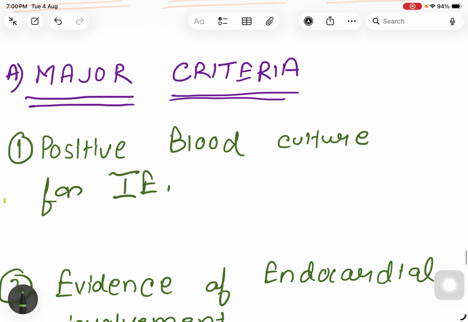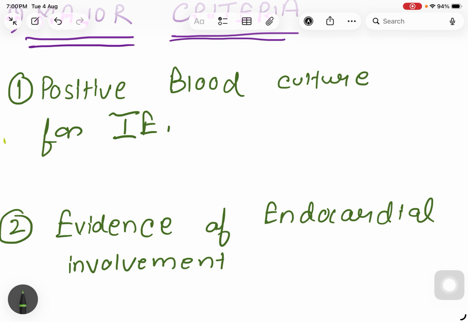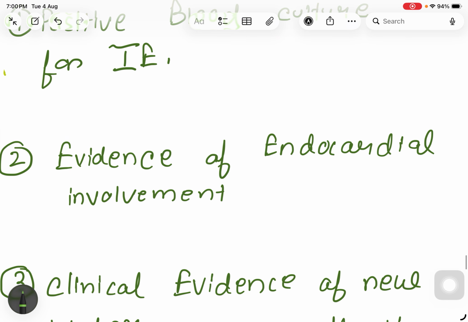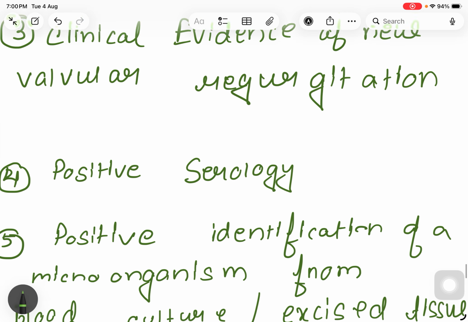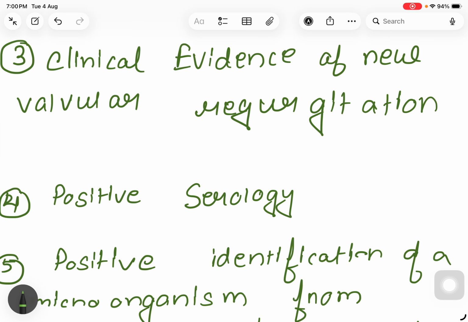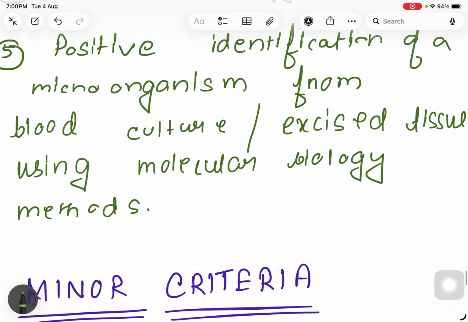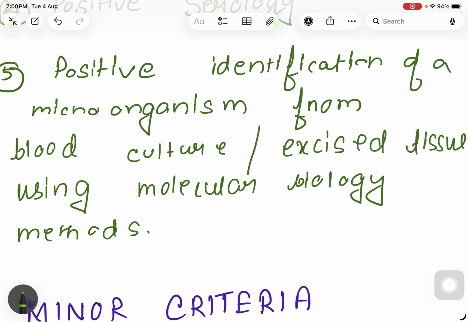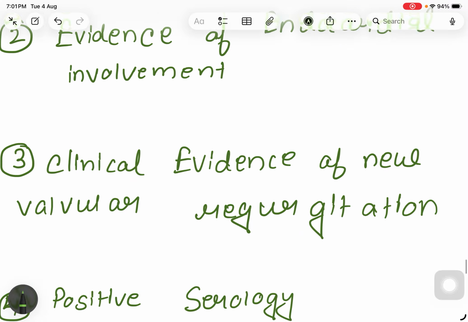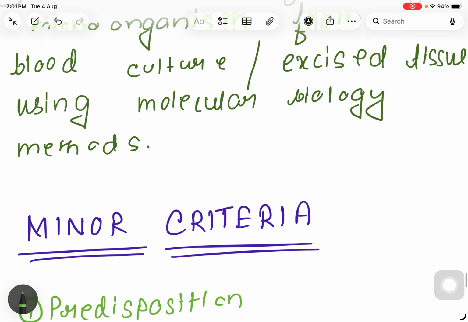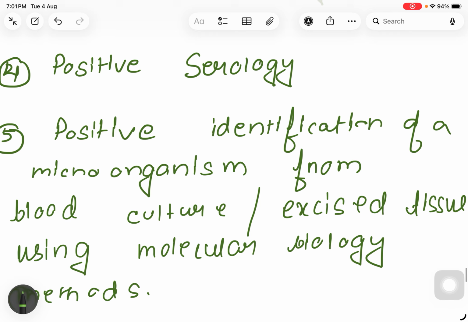So the major criteria come as follows. First is the positive blood culture for infective endocarditis, then evidence of endocardial involvement, then third is clinical evidence of new valvular regurgitation, fourth is positive serology, fifth is positive identification of a microorganism from blood culture or excised tissue using molecular biology methods. These are the 5 major criteria. Okay, we will discuss in detail later.